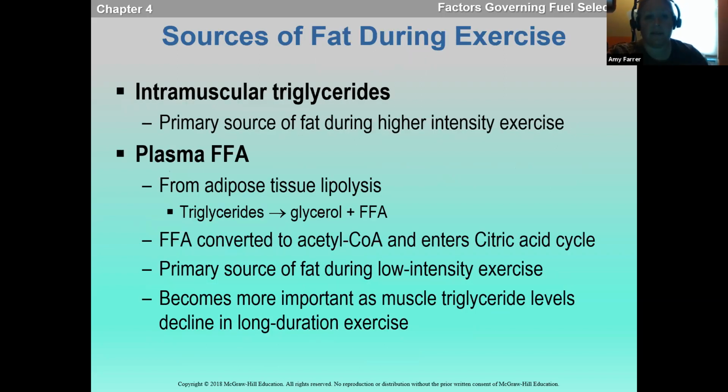When we look at fats, intramuscular triglycerides are going to be the primary source during high intensity exercise. Our plasma free fatty acids are going to play more of a role in that low intensity exercise. So we remember FFAs are converted to acetyl-CoA and enter the citric acid cycle. They're also going to become more important when the muscle triglyceride levels start to decline over that longer duration. So keep that in mind. Those plasma FFAs are going to be really important.